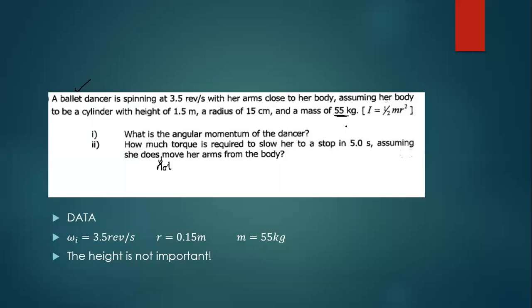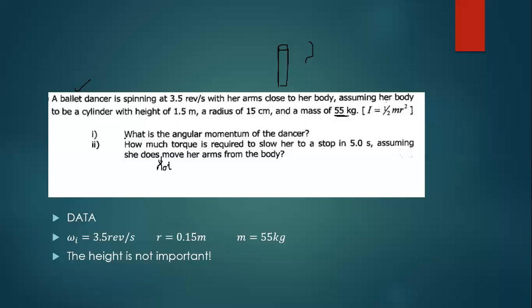So you find that the ballet dancer is spinning at 3.5 revolutions per second with her arms close to her body, assuming she's a perfect cylinder, though no one wants to be a perfect cylinder. I'm sure no young lady wants to be a cylinder. Just slim like this, you have to have a shape that curves like that.